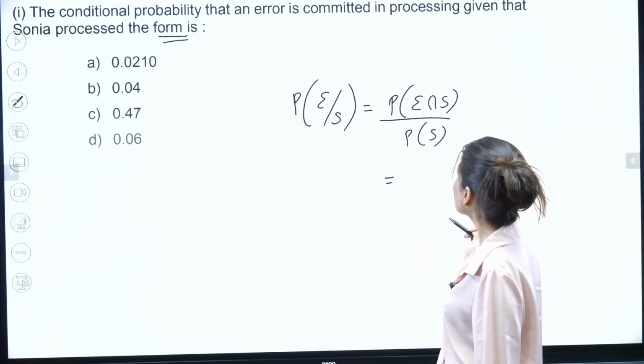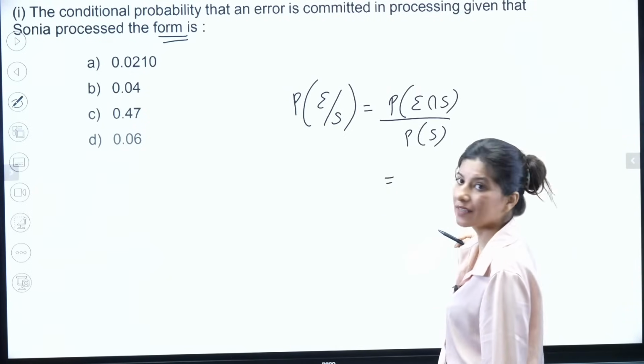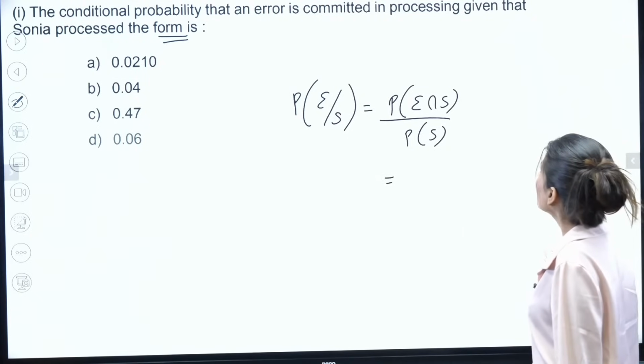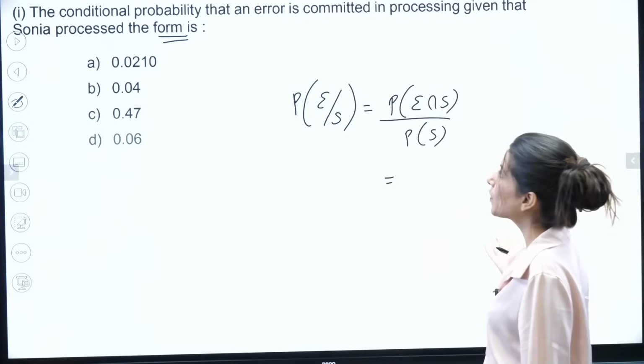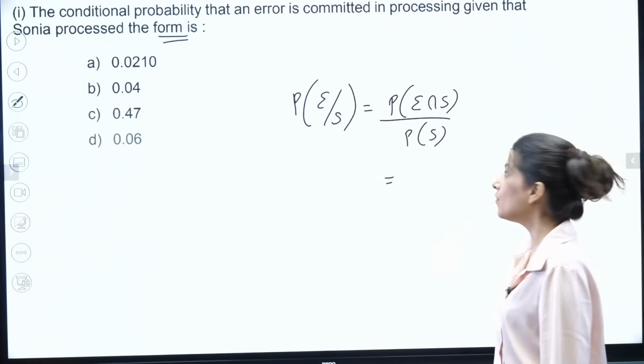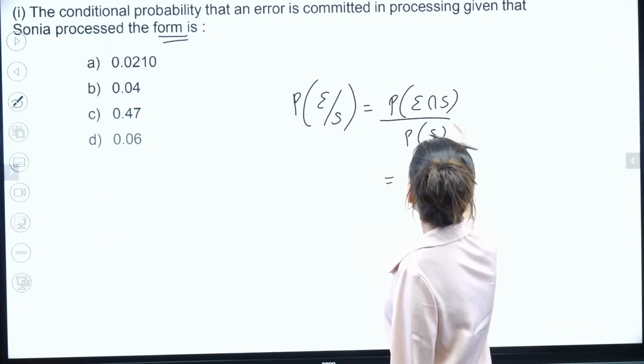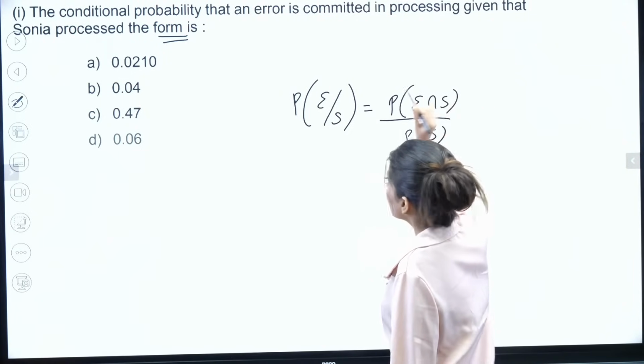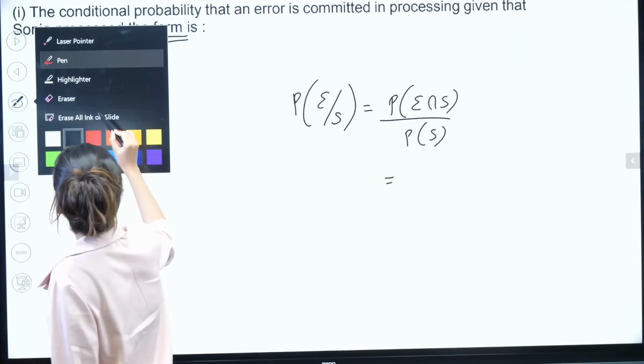Probability of E intersection S upon probability of S. So basically, that an error is committed in the processing given that Sonia processed the form. So over here, the probability of Sonia has processed and the event has happened.